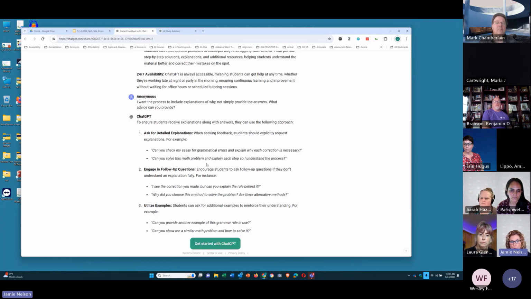Can you solve this math problem and explain each step so that I understand the process? Now, you can also, like I said, have it not give you the answer and just walk you through step by step. Engaging in follow-up questions.